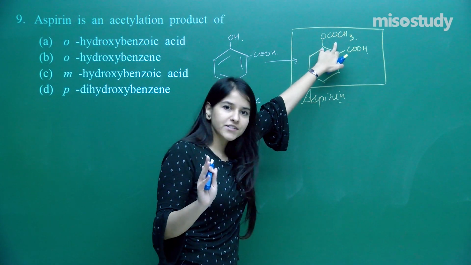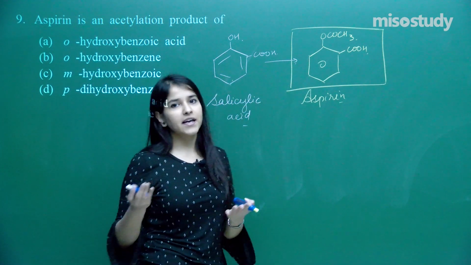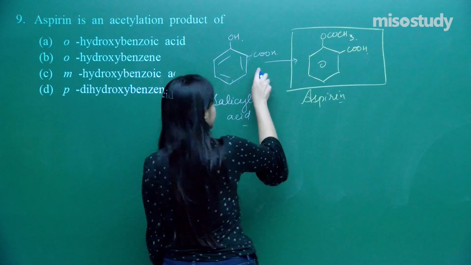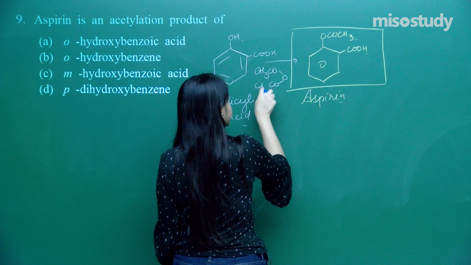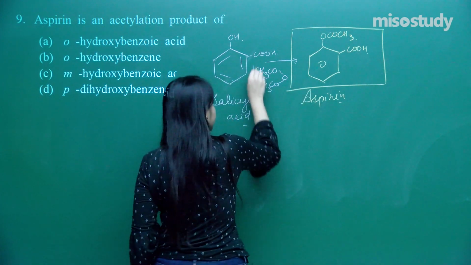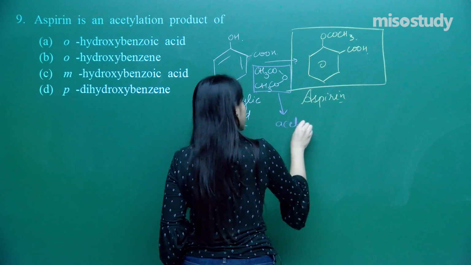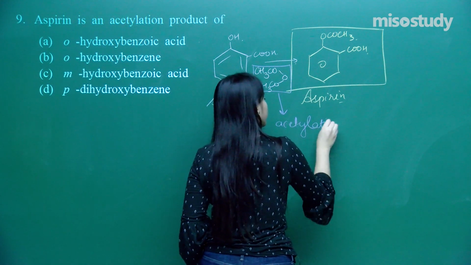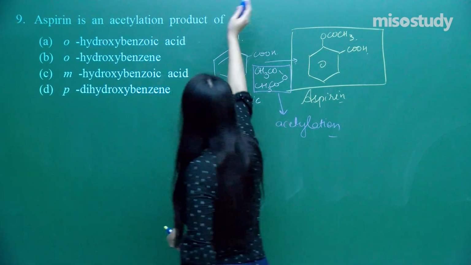We all know what reaction is that? That is acetylation. So I need for the acetylation what? Here acetic anhydride is used. So that is the thing which actually has the acetylation. So here we are performing the acetylation. So let us just match the options here.